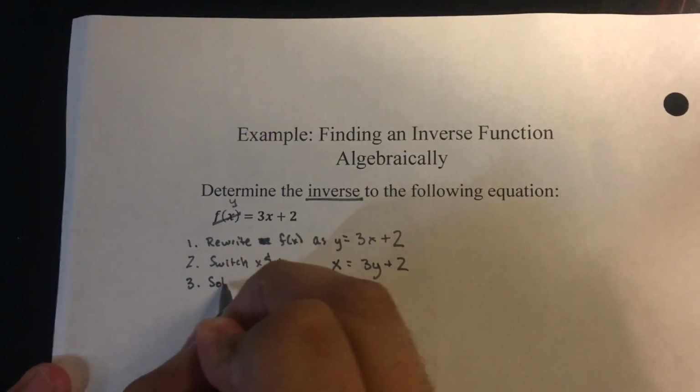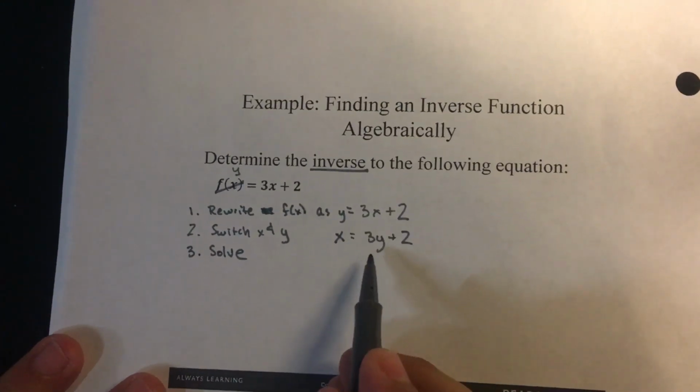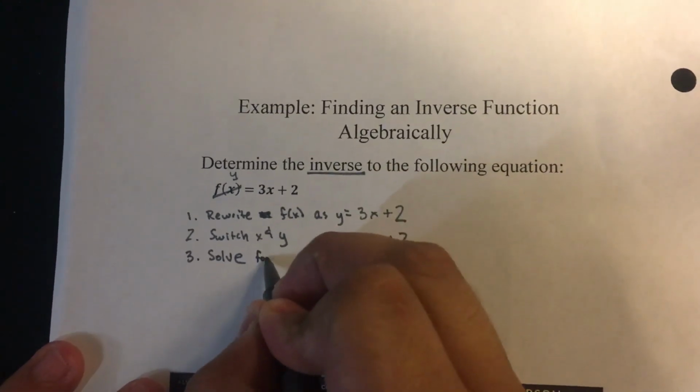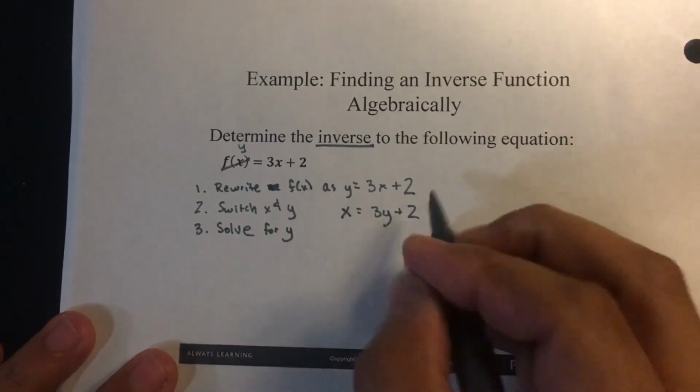And the last step is to solve. Here, I'm going to go ahead and solve for y. I guess I should be a little bit more specific: solve for y, so I want the y by itself. So I'm going to subtract 2 here.